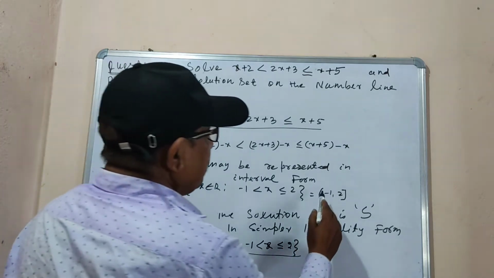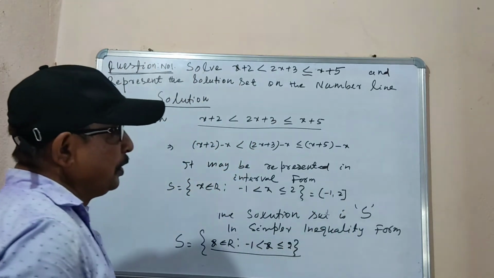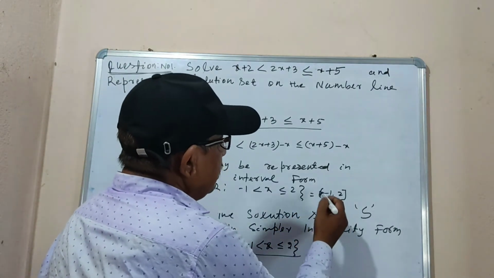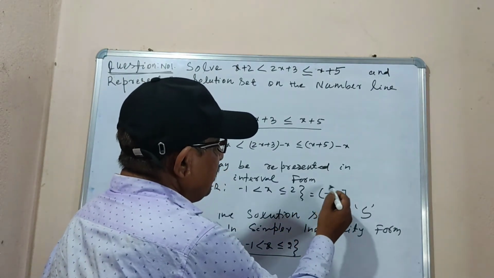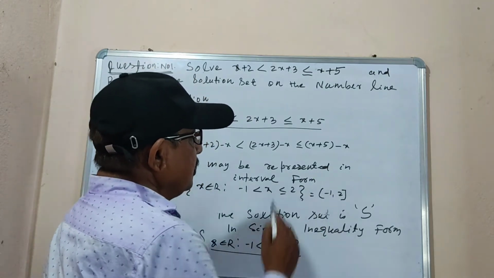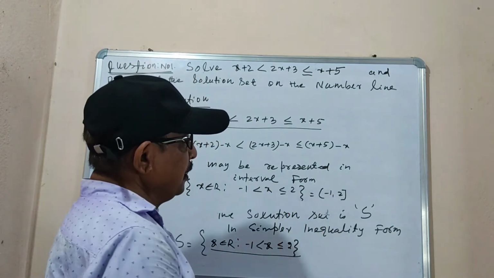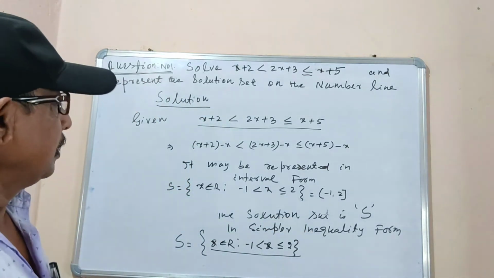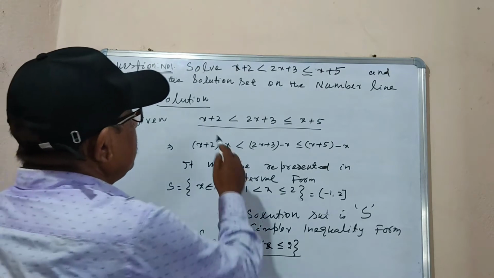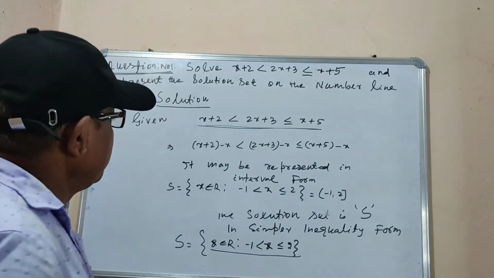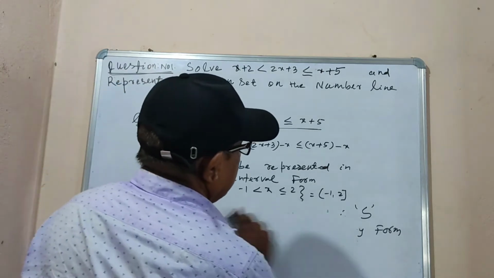This is a semi-open or semi-closed interval. Open to the left, that is, open at minus 1 and closed at plus 2. Those numbers greater than minus 1 and less than or equal to plus 2 are the solution of this inequality. This is the second method to represent this.